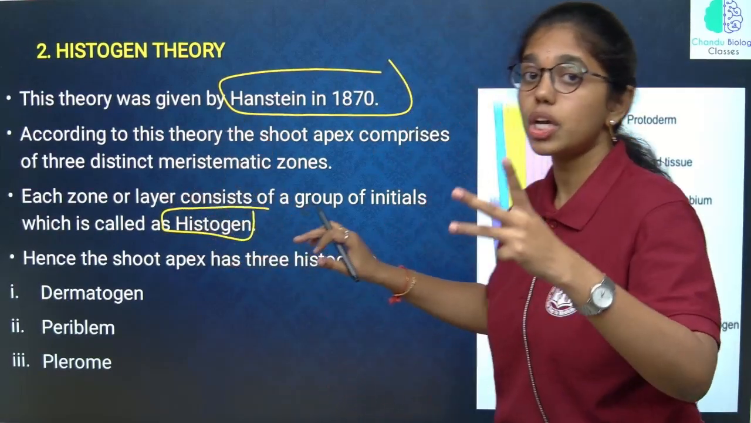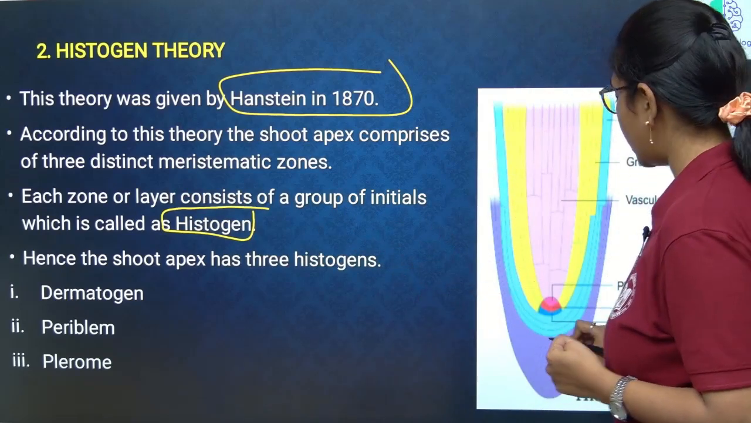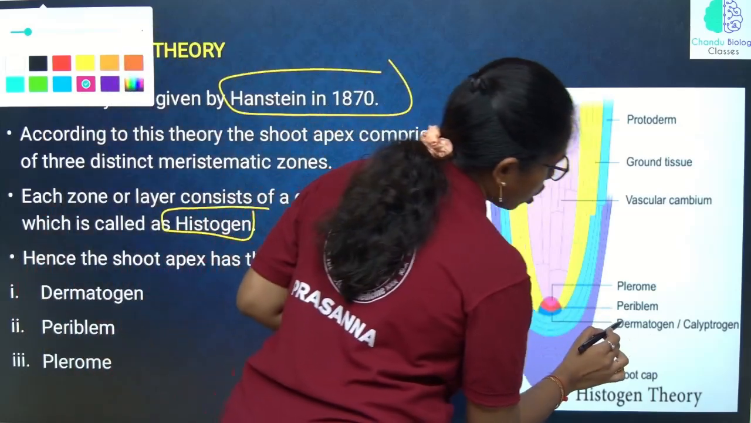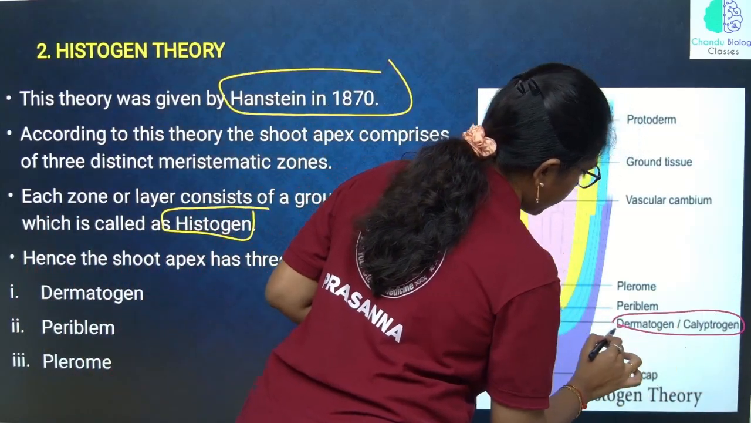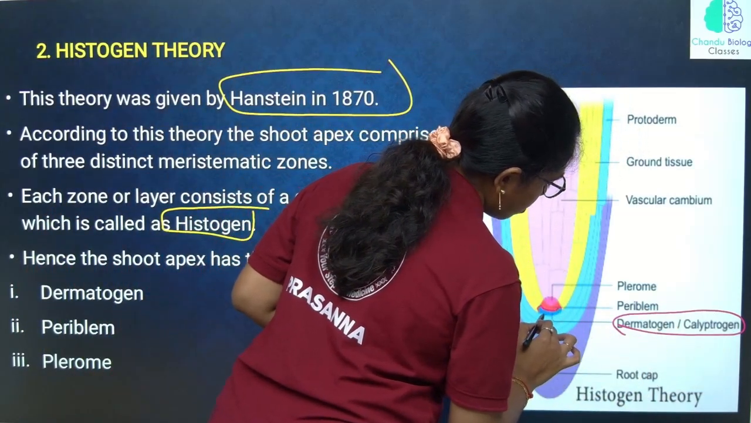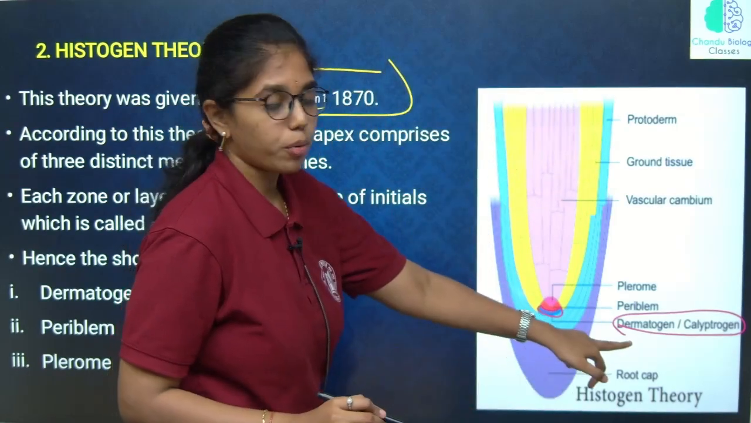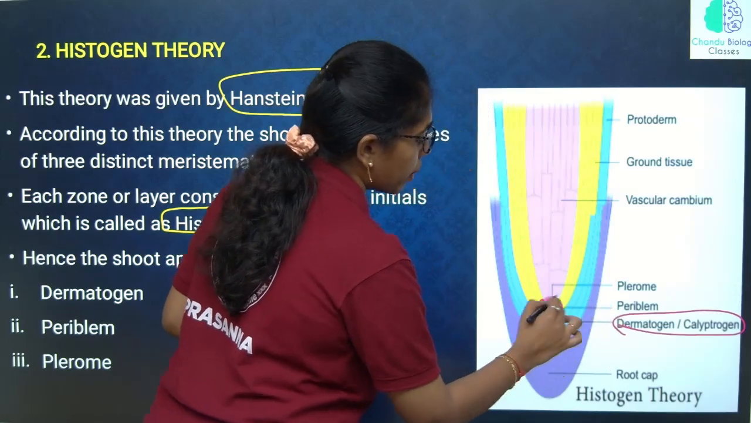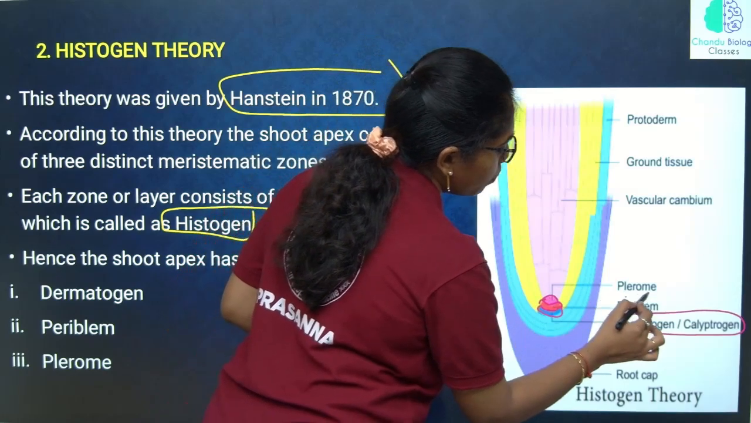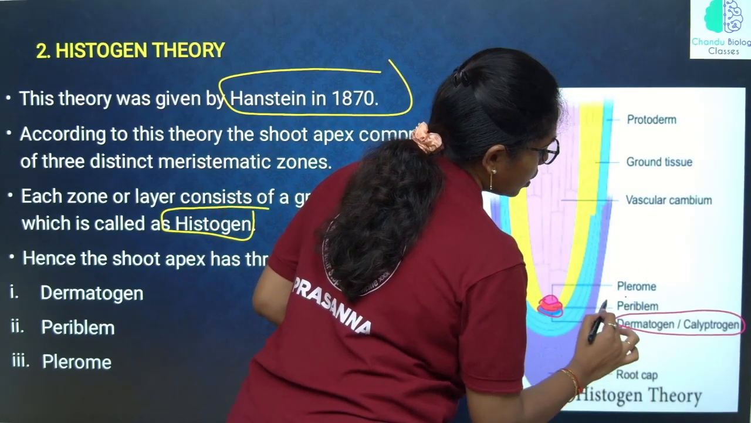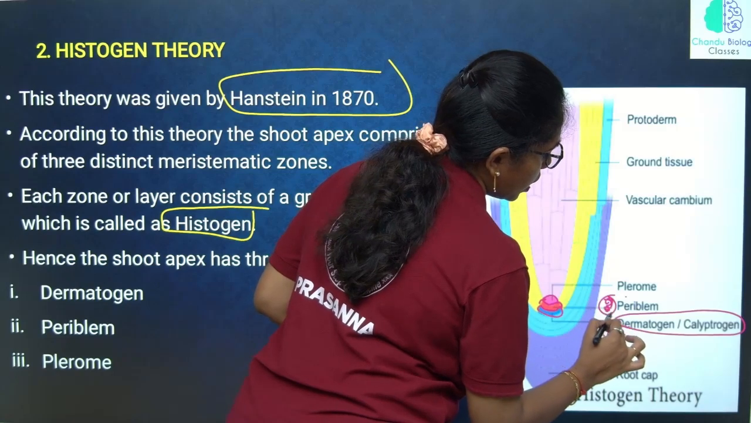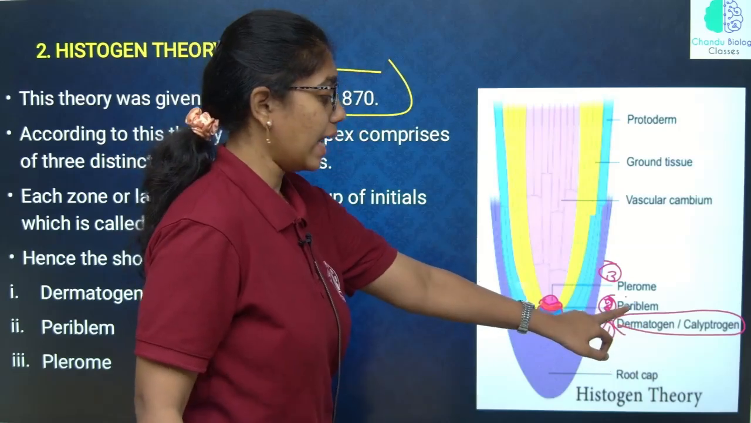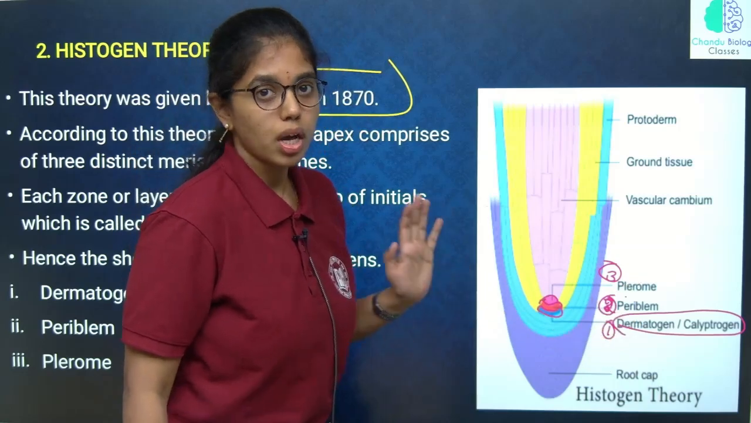As such, 3 layers are there: dermatogen, which is also called calyptrogen. Next is periblem, and the inner layer is plerome. As such, we have 3 histogens: dermatogen or calyptrogen, second is periblem and third is plerome.